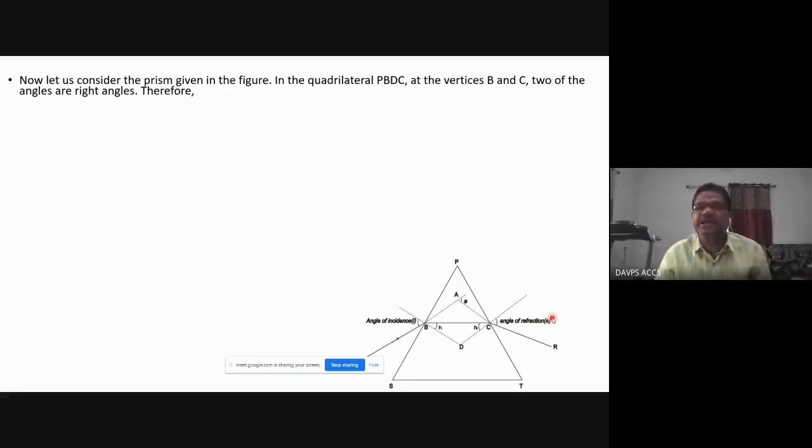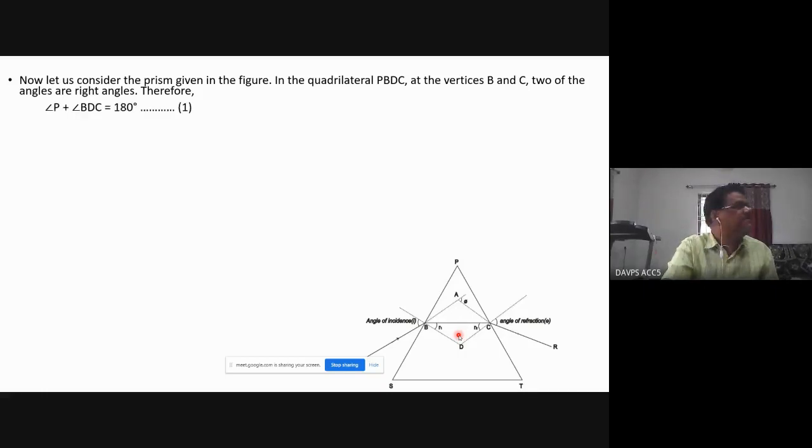In the quadrilateral PBDC, just observe the quadrilateral PBDC. Because this is the normal, this angle is 90 and this angle is 90, and 90 plus 90 is 180. So here two of the angles are 90, and this angle plus this angle equals 180.